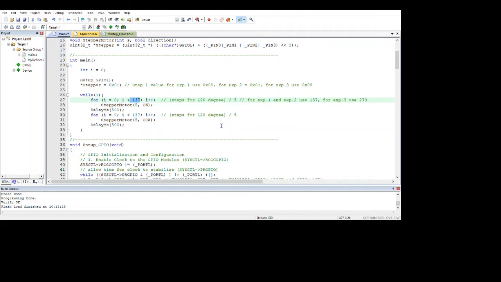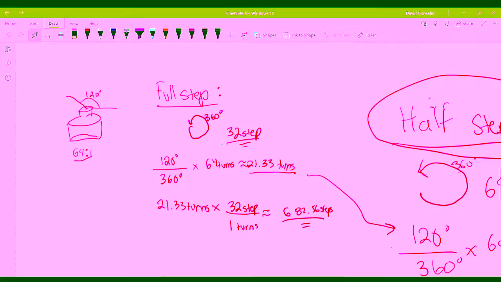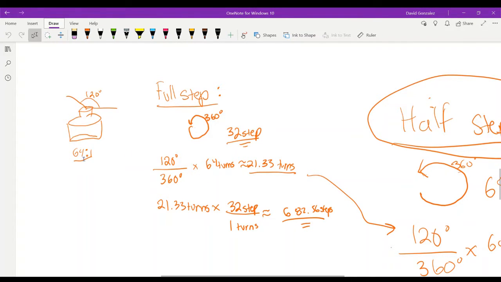And how did we get that? Just a quick recap. We have a motor that we want to turn 120 degrees, and we know the gear ratio is 64 to 1. For a full step, we know that one 360-degree turn takes 32 steps. So if we do the desired angle over the 360 degrees that it turns, times the gear ratio, it gives us this number.